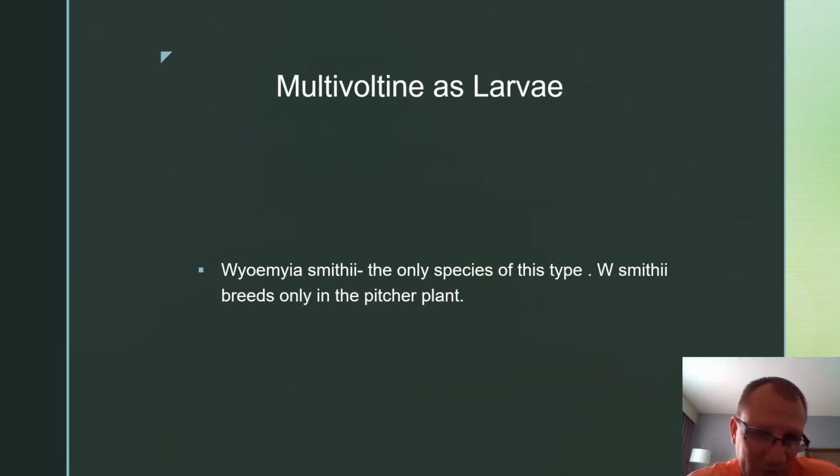Looking at multivoltine mosquitoes that overwinter as larvae, Wyeomyia smithii, the only species of this type, breeds in the water of the pitcher plant.